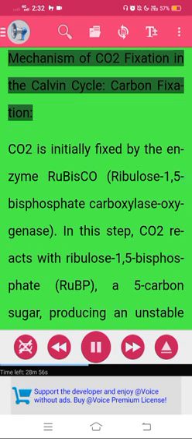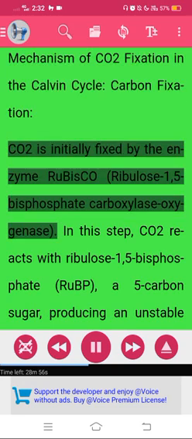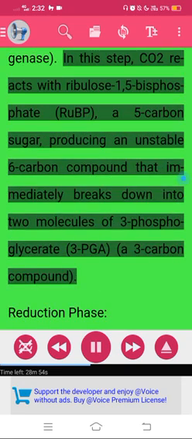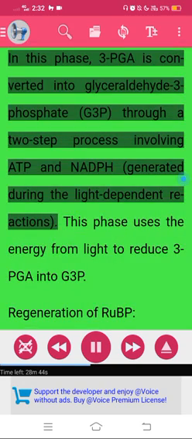Mechanism of CO2 fixation in the Calvin cycle: carbon fixation. CO2 is initially fixed by the enzyme Rubisco, ribulose 1,5-bisphosphate carboxylase oxygenase. In this step, CO2 reacts with ribulose 1,5-bisphosphate, RuBP, a 5-carbon sugar, producing an unstable 6-carbon compound that immediately breaks down into two molecules of 3-phosphoglycerate, 3-PGA, a 3-carbon compound. Reduction phase.